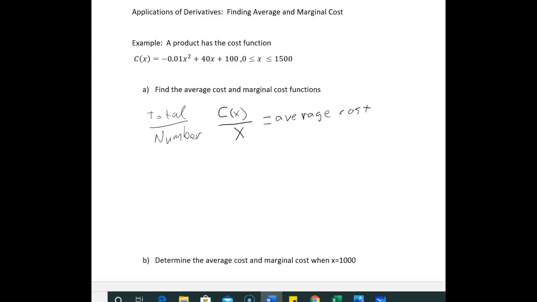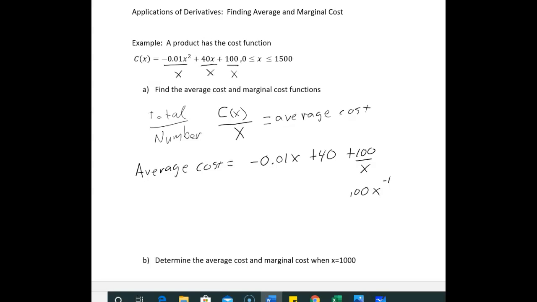So you literally take this function up here and divide each term by x. Now you can write the division across the whole thing and divide by x, but I want to remind you that if you're dividing the function by x, you're dividing each individual term by x. That's an algebra mistake that people have a lot. So the average cost for this cost function is going to be negative 0.01x plus 40 plus 100 divided by x, or that could be written as 100 times x to the minus 1.